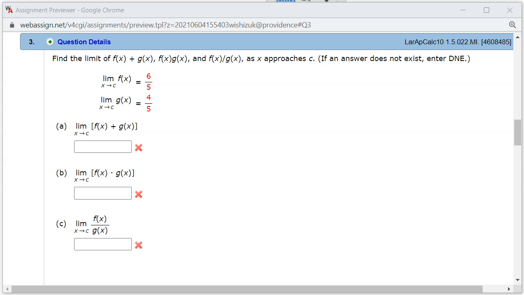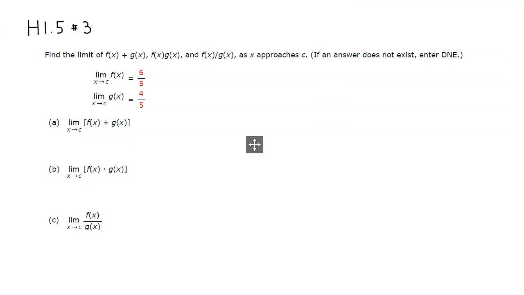All right, let's look at homework 1.5, problem number 3. We have the limit of f of x as x approaches c given to be 6 over 5, and the limit of g of x as x approaches c given to be 4 over 5. Then we can just use the properties of limits to evaluate the following limits. All right, so let's do that.